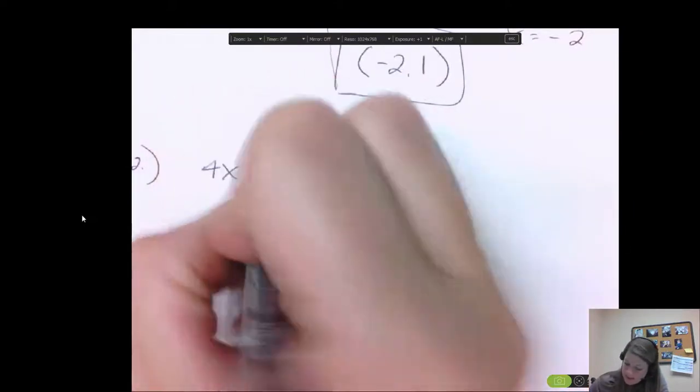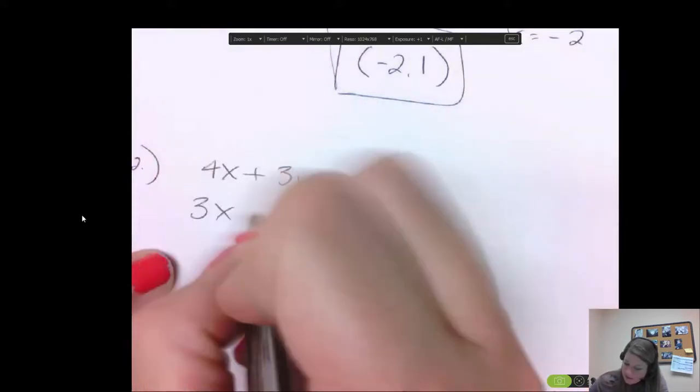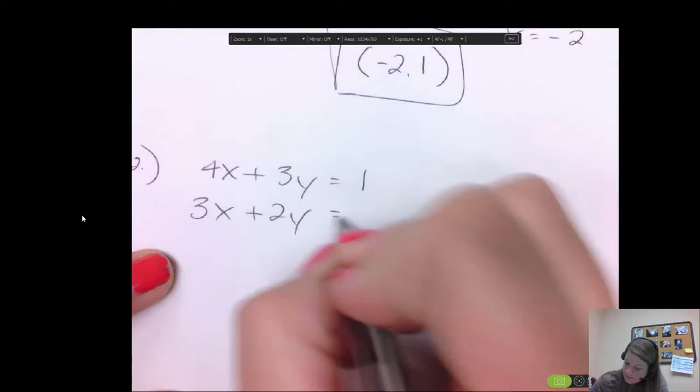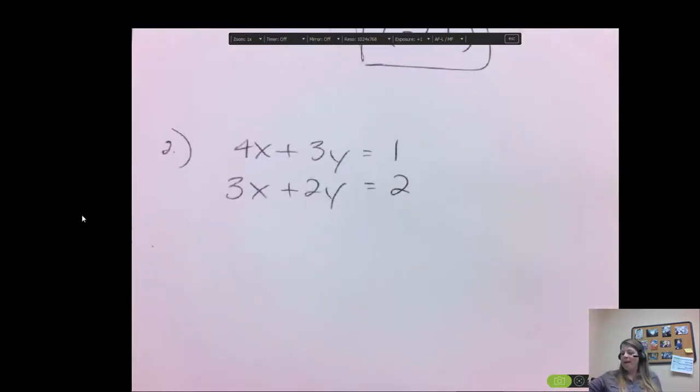And let's say we got a problem like 4x plus 3y equals 1 and 3x plus 2y equals 2. So here's a problem that we got. If I got a problem like this, I cannot eliminate x's or y's the way they're written, right? For x, 4 and 3 don't make 0. 3 and 2 don't make 0.